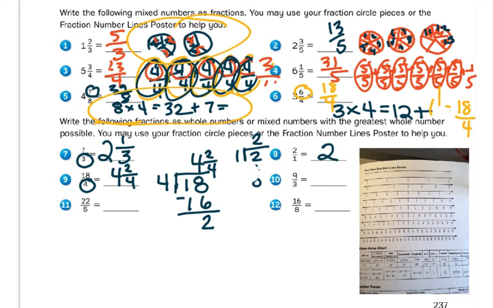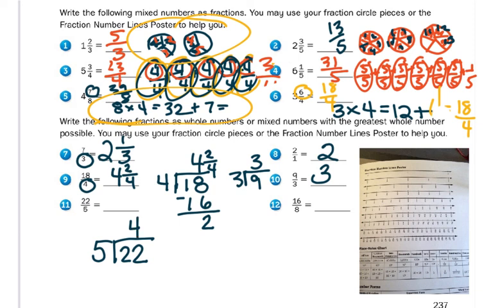Number 10, how many 3s are there in 9? That's all that means is divide. And it goes in there exactly 3 times. Number 11, how many 5s are there in 22? How many times does 5 go into 22? Goes in there 4 times. 5 times 4 is 20. My remainder goes on top, and my divisor never changes. 4 2/5. And lastly, how many 8s are there in 16? It goes in there twice.